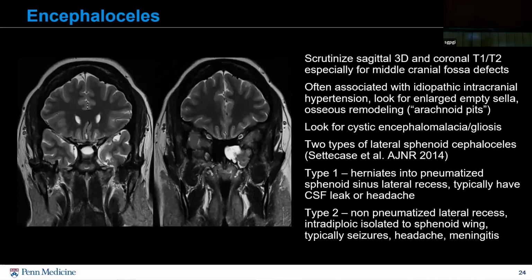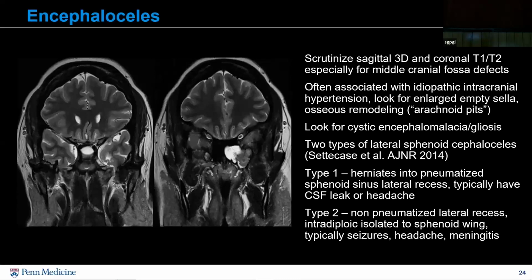And particularly for a patient that fits that clinical pattern, a middle-aged woman or man with adult onset epilepsy and obesity, you really have to think about this diagnosis and look for partially empty sella and sphenoid wing remodeling. Now, there's a great description of two types of lateral sphenoid encephaloceles from Hanr in 2014 that depends on whether there's a pneumatized lateral sphenoid recess.